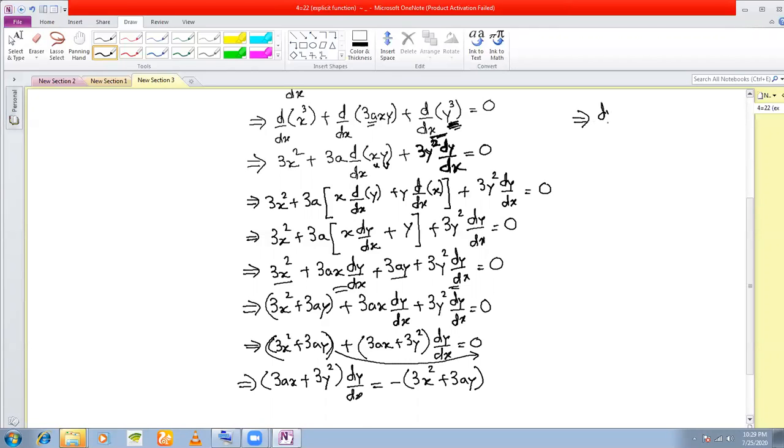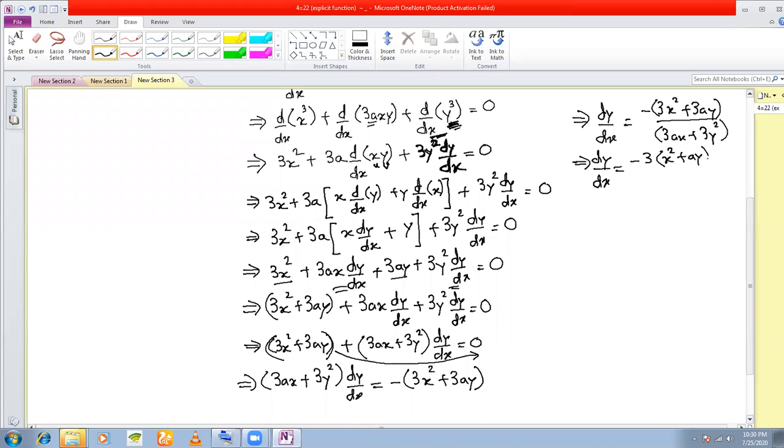That means dy/dx is equal to minus (3x square plus 3ay) divided by (3ax plus 3y square). Now I can also take 3 common. It will cancel from numerator and denominator. Minus thrice (x square plus ay) divided by thrice (ax plus y square). So clearly this and this will cancel. You simply get dy/dx is equal to minus (x square plus ay) divided by (ax plus y square).